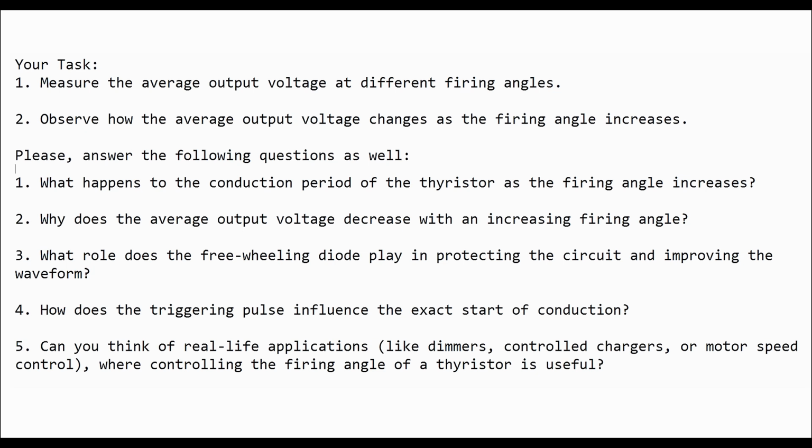1. What happens to the conduction period of the thyristor as the firing angle increases? 2. Why does the average output voltage decrease with an increasing firing angle? 3. What role does the freewheeling diode play in protecting the circuit and improving the waveform? 4. How does the triggering pulse influence the exact start of conduction? 5. Can you think of real-life applications where controlling the firing angle of a thyristor is useful?